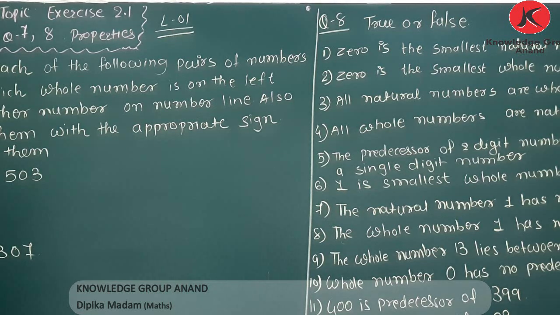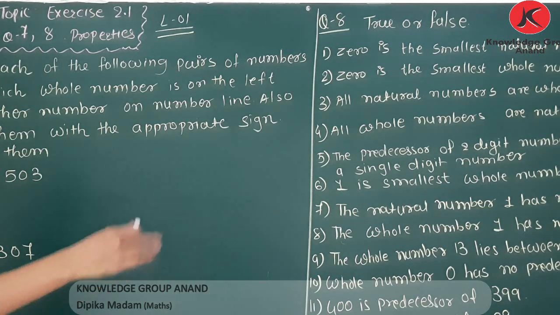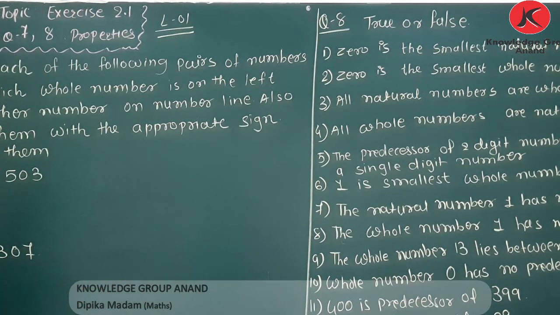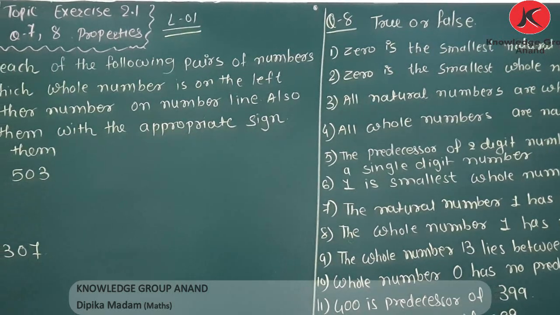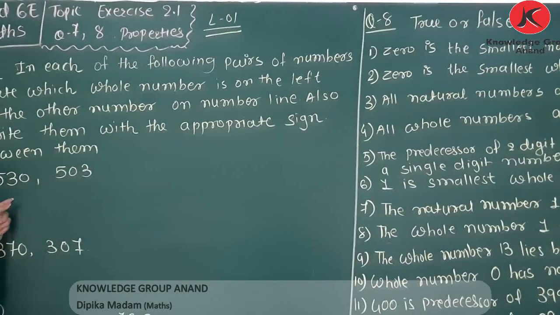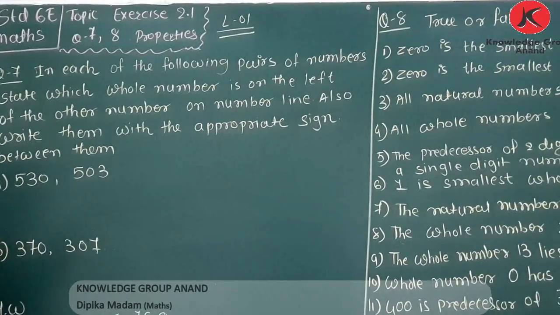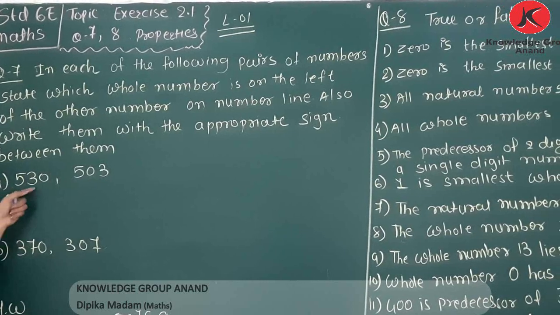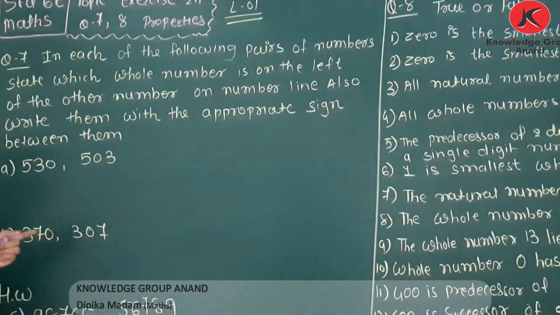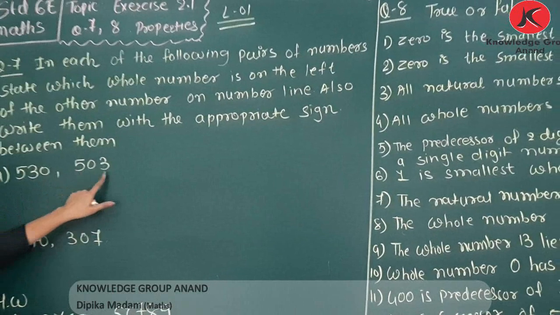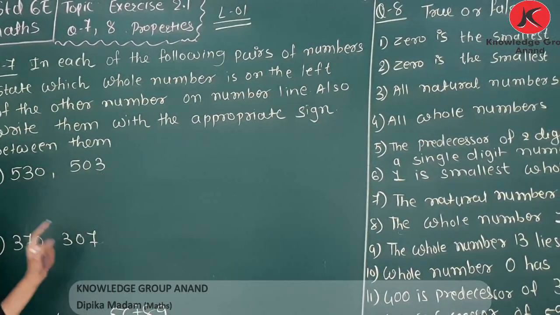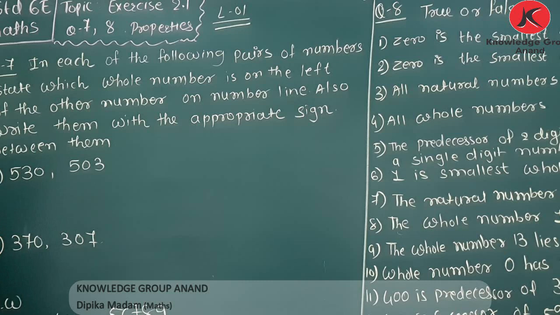It means you have to write which number is on the left side. Left side means which number is smaller. Why? Because on the left side the numbers are smaller and on the right side the numbers are increasing. So from the first pair, 530 and 503, the number that is smaller in the pair will be on the left side. You can see 503 is the smaller number. That's why it is on the left side.